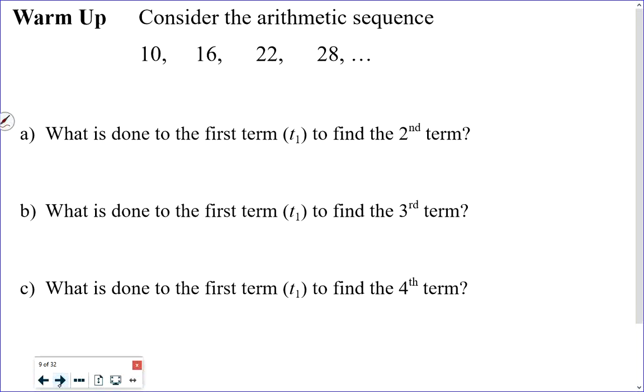So to begin with, and we talked about this at the end of yesterday's lesson, I just finished talking about it now. That's how important it is. We're going to talk about it a third time.